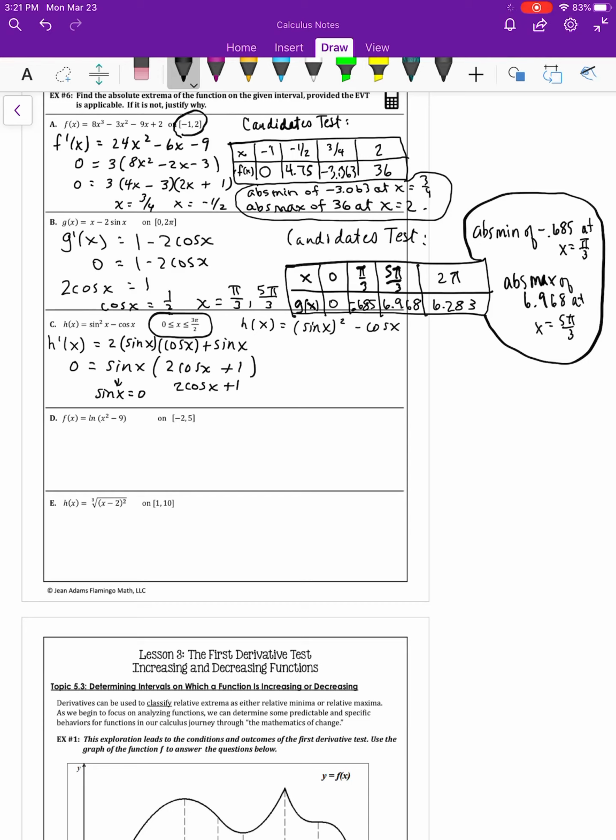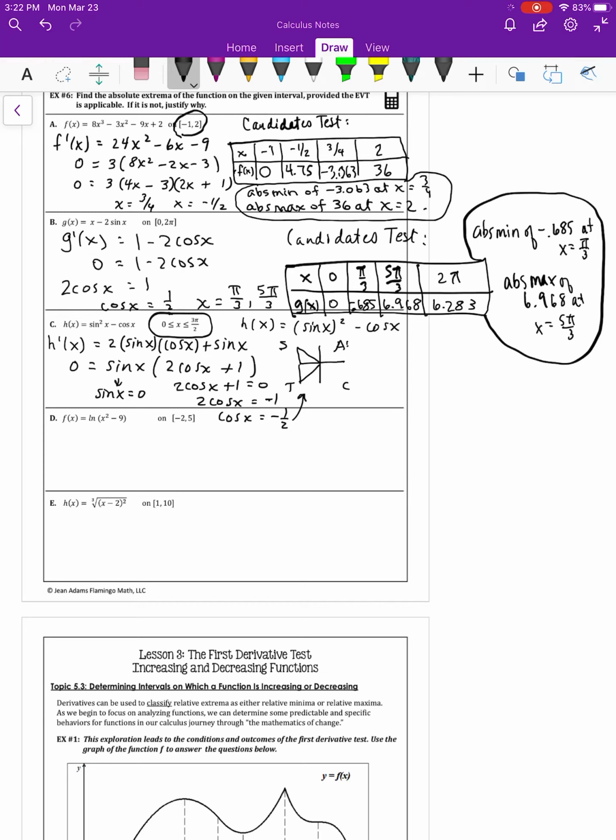Remember, we're looking at this interval. And then we're also going to look at what makes this 0. So we're looking at 2 cosine x equals negative 1. For what x value is the cosine negative 1/2? For these, you're going to be looking in the second and third quadrants for the negative cosine.